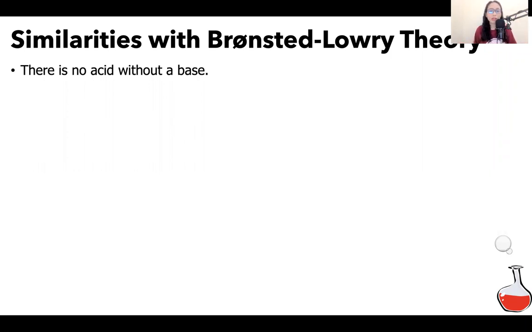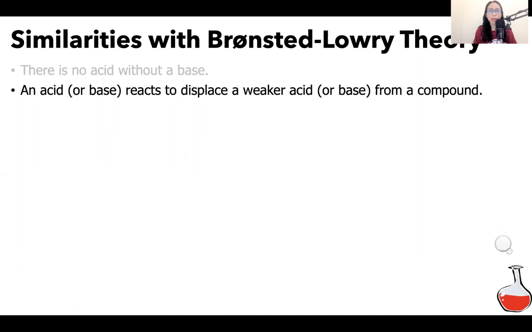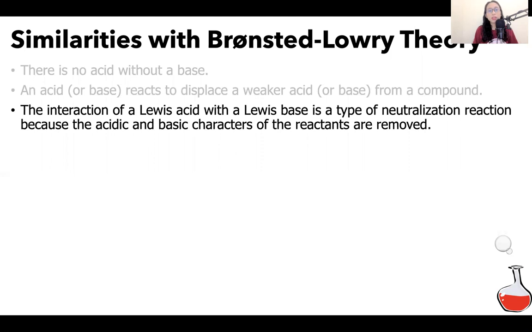However, in the Lewis theory, we don't call them conjugate acid-base pairs. That term is only used in the Bronsted-Lowry theory. Next, an acid, or it can be a base, reacts to displace a weaker acid or a base from a compound. And you have seen this also in the Bronsted-Lowry theory. And the interaction of a Lewis acid and a Lewis base is also a type of neutralization reaction because the acidic and basic characters of the reactants are removed once they react with each other.